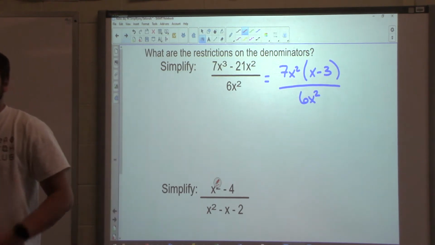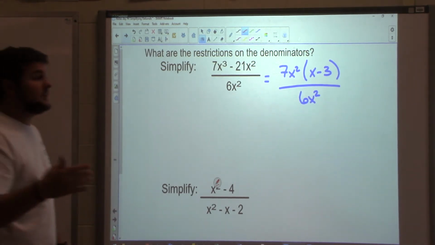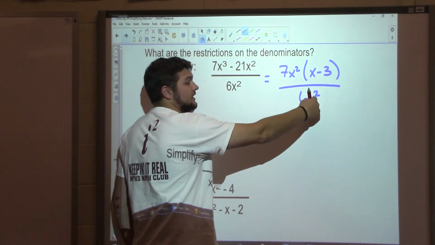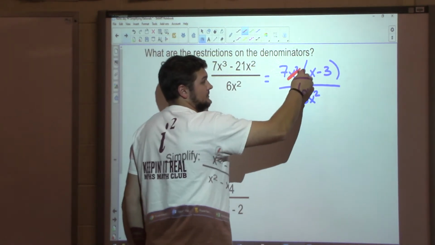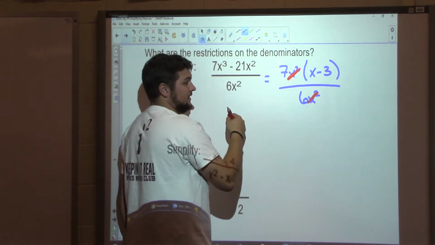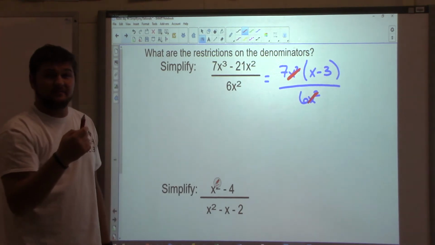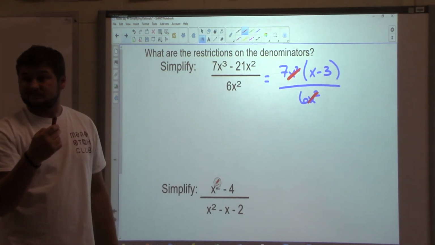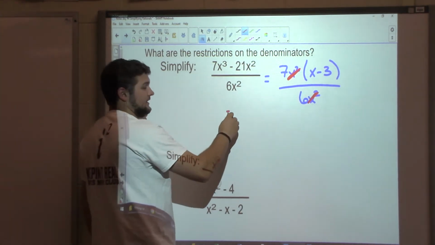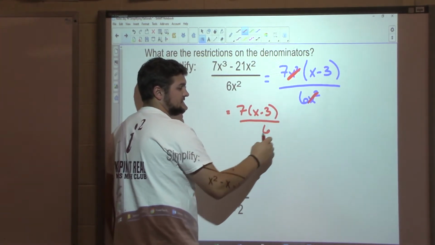Now can I simplify anything? Yeah, now I can simplify x squared and x squared. I have it top and bottom. Right, now I have multiplication between everything up here. Is there anything else I can simplify? No, so I'm going to rewrite it. 7 times x minus 3 over 6.